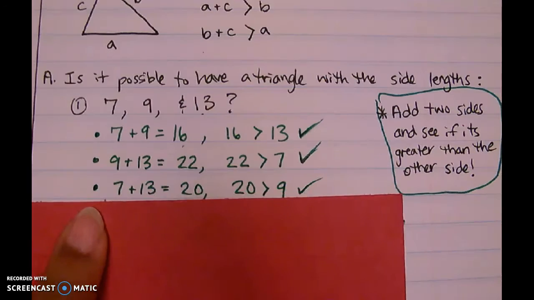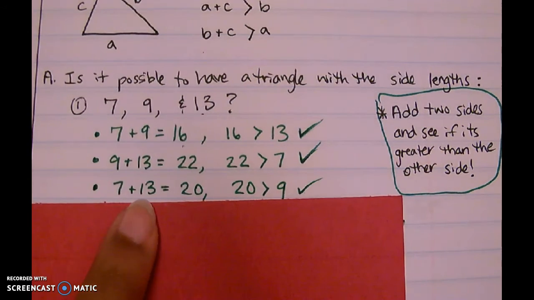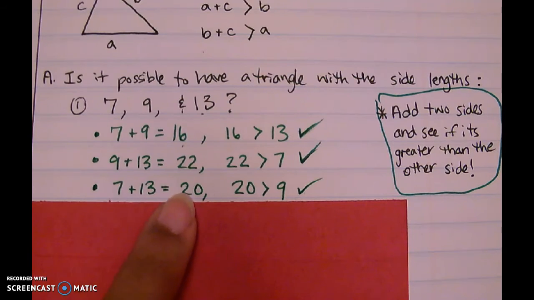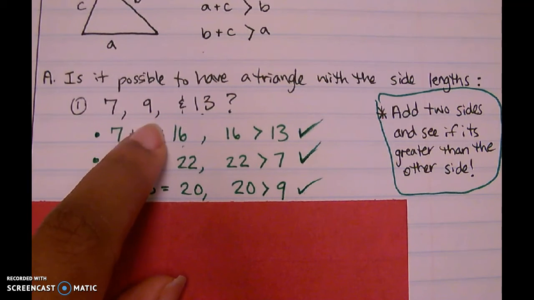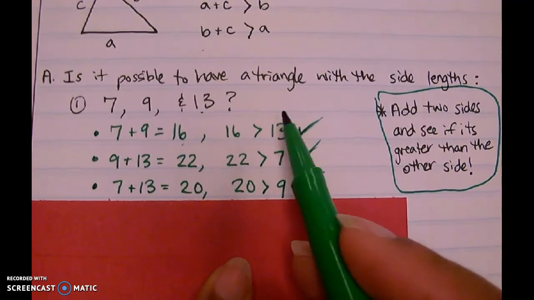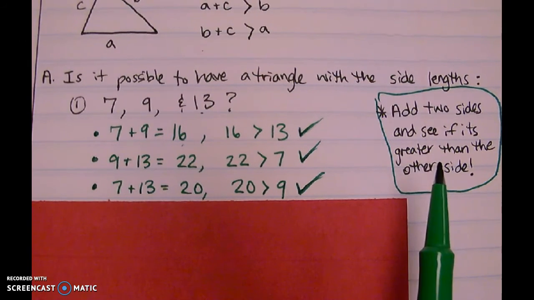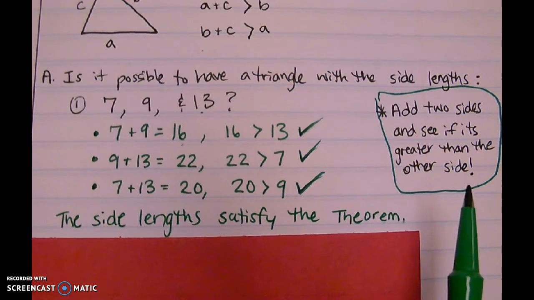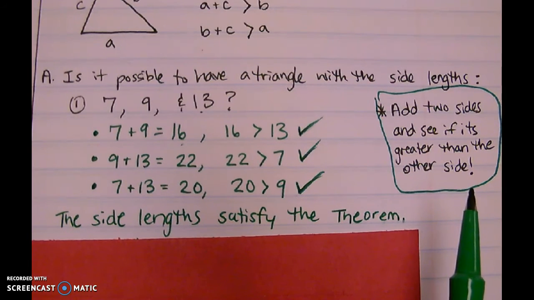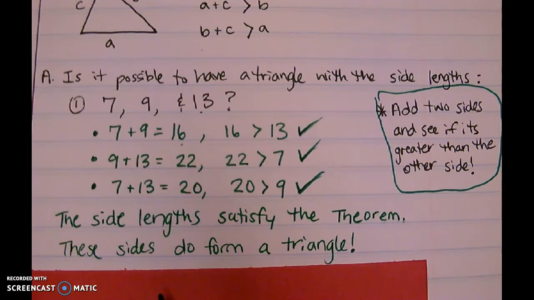Okay? And finally, if I add 7 and 13 together, I'll get 20. Is 20 greater than the side we didn't add? 9? Yes, 20 is greater than 9. So since this is true for all cases of all of the sides, we can identify that the side lengths do satisfy the theorem and that these three sides do form a triangle.